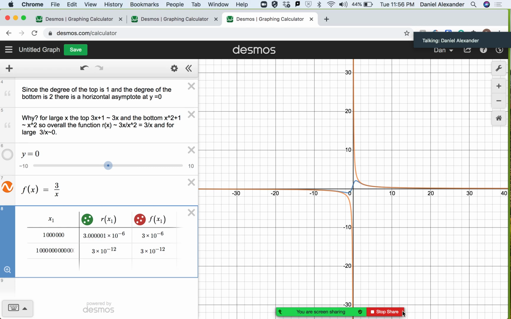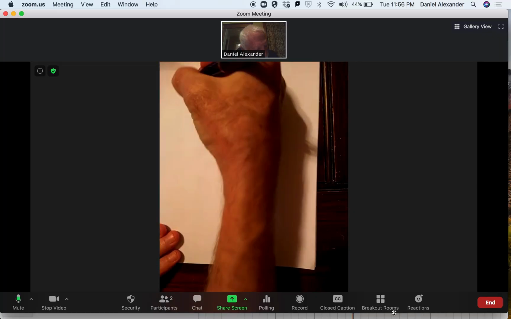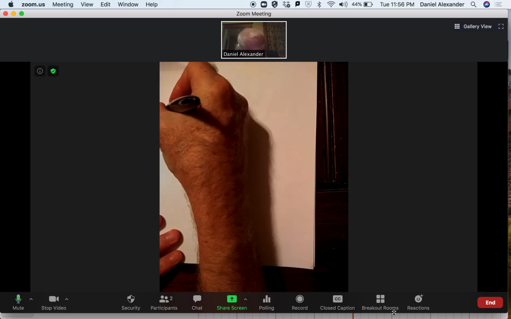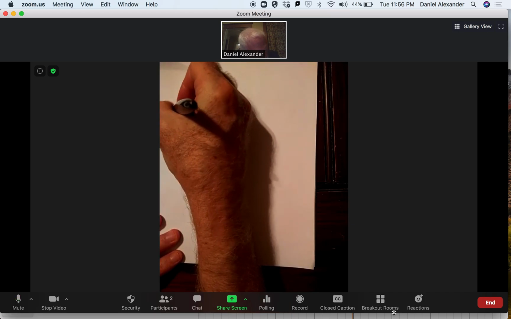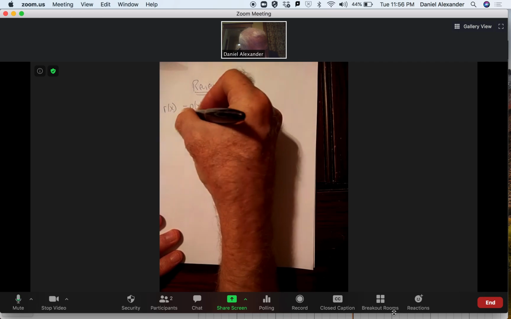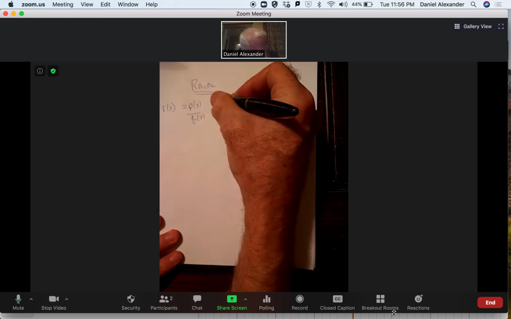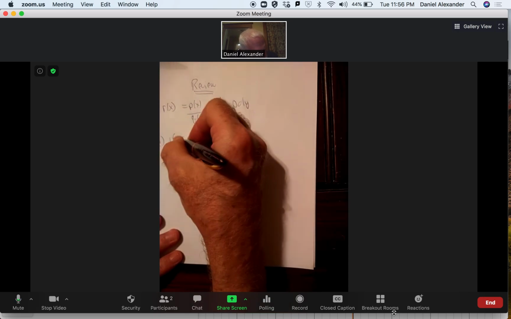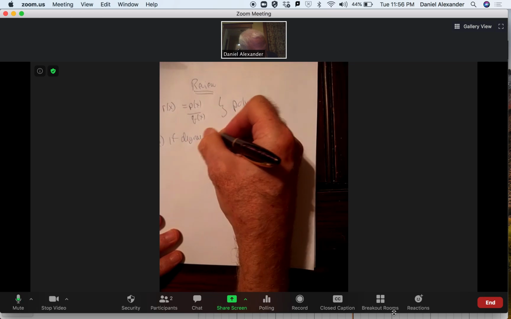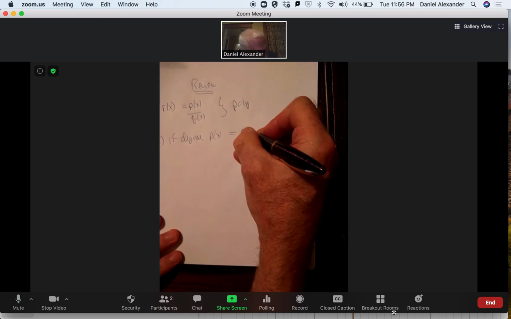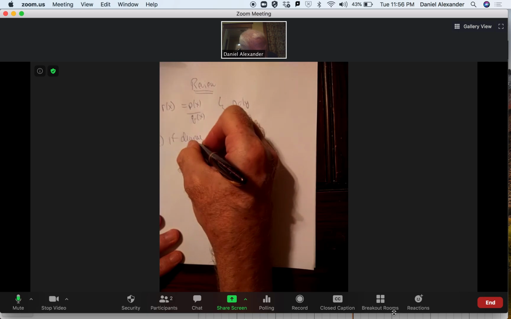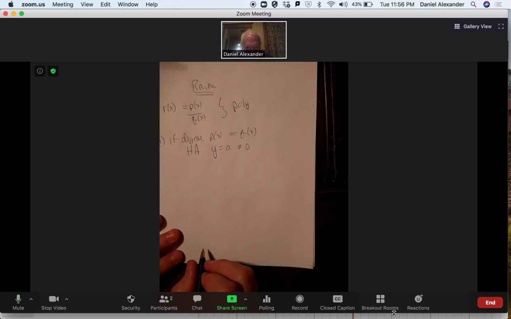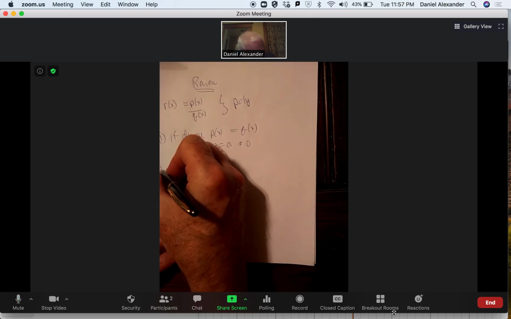Hopefully this was helpful. So I'm going to stop the share. And again, just to review, and if you got it, feel free to leave. We're looking at r of x, and it's p of x over q of x. These are polynomials, and they have a degree. So if the degree of p of x equals the degree of q of x, you have a horizontal asymptote y equals a, not equal to 0. Okay, we saw why that is.